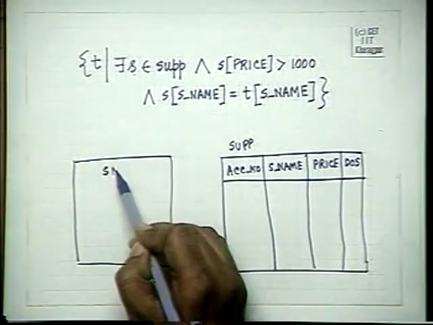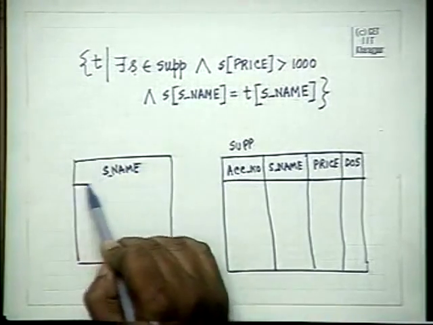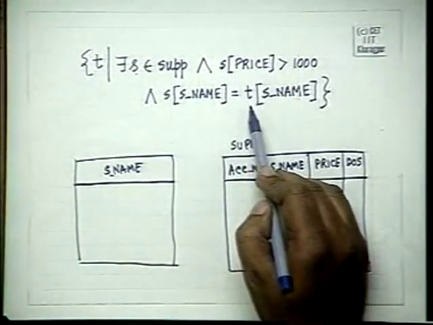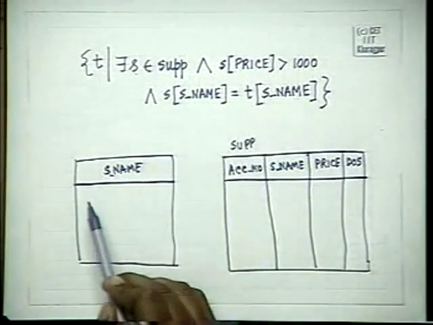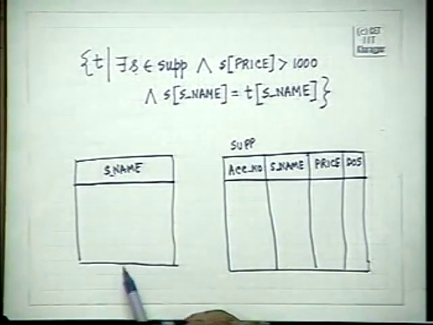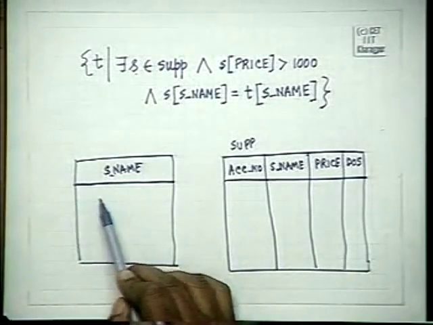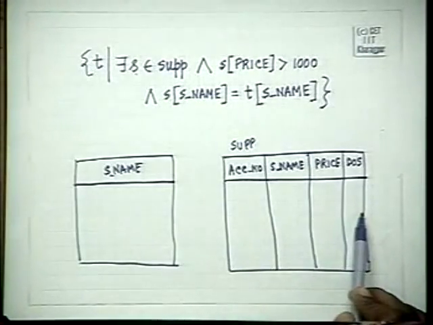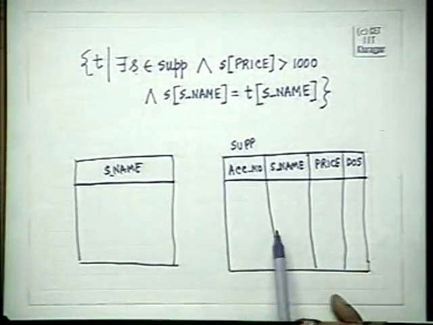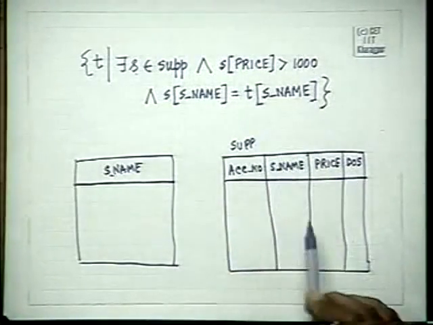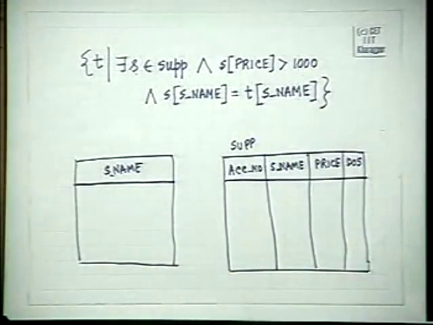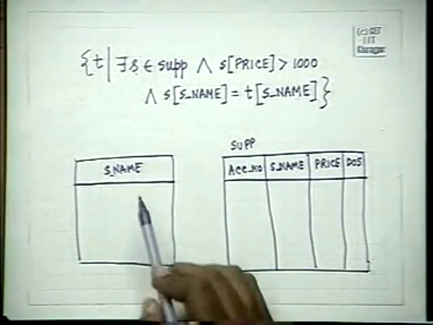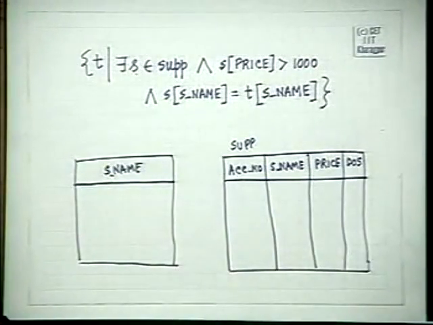So here we will have only one attribute, because that is the only attribute which has been mentioned, which will consist of a set of supplier names, and for every supplier name which is mentioned here there must exist in S a tuple such that this name is equal to this name and this price is greater than 1000. So this is a simple example of a query in tuple relational calculus.